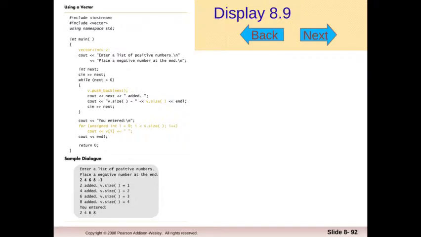And when the program runs, you can see the user here enters 2, 4, 6, 8 and a -1, and then the program outputs 2 added, size is now 1, 4 added, size now 2, and so on. And eventually, at the end of the loop, it outputs all the elements of the vector again.